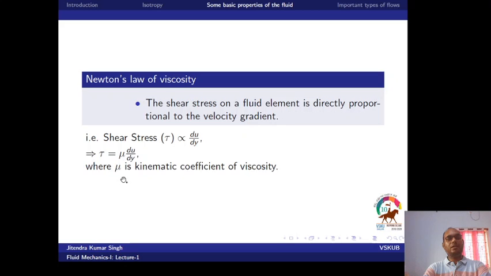So this mu is called the coefficient of viscosity. So tau is equal to mu du by dy. That is the mathematical expression for Newton's law of viscosity.